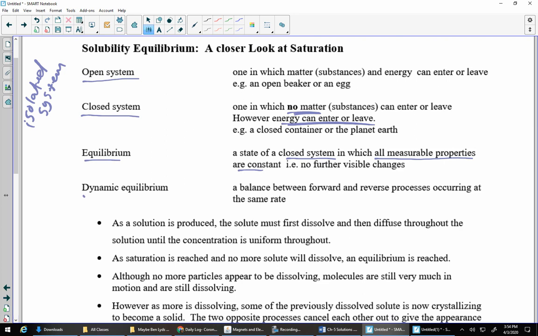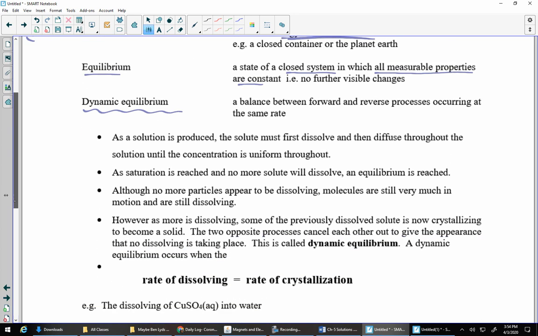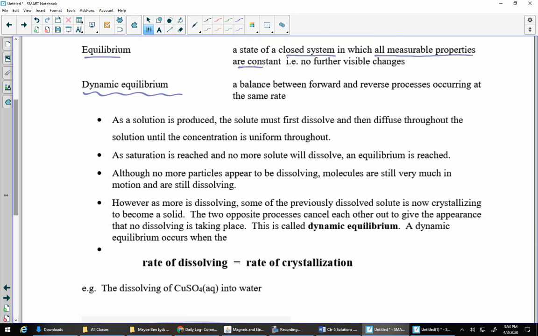Dynamic equilibrium. This is kind of an interesting one here. It's the balance between forward and reverse processes occurring at the exact same time. And we've actually talked about this before, we just haven't explicitly talked about it. So big ideas with this. As a solution is produced, the solute must first dissolve and diffuse throughout the entire solution so that the concentration is uniform throughout. And actually, that's kind of a big thing. All of our solutions that we're looking at are going to assume that it is a uniform concentration throughout.